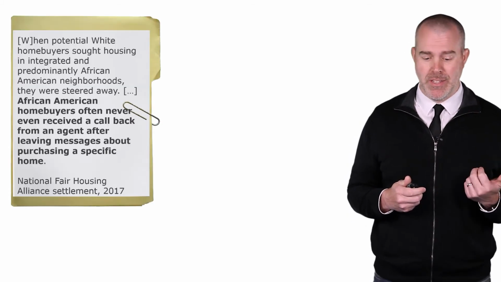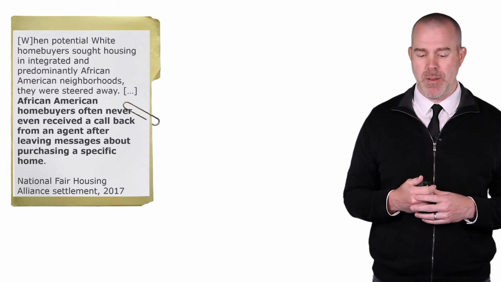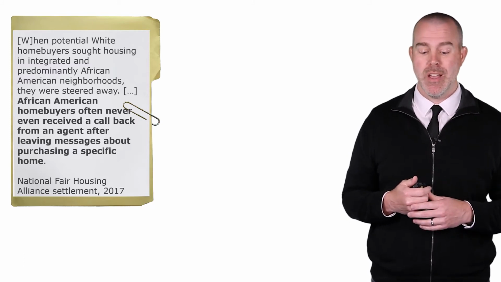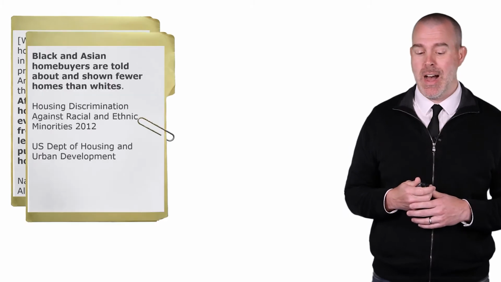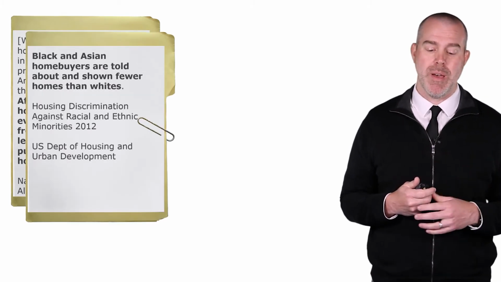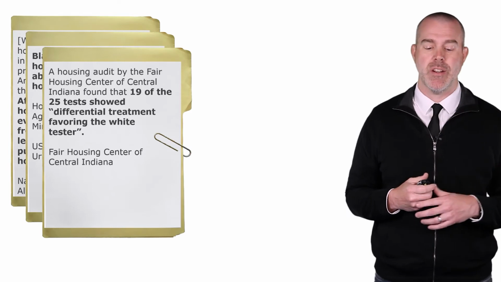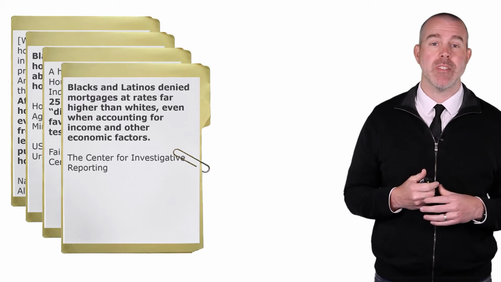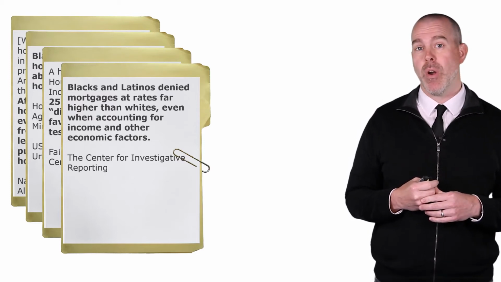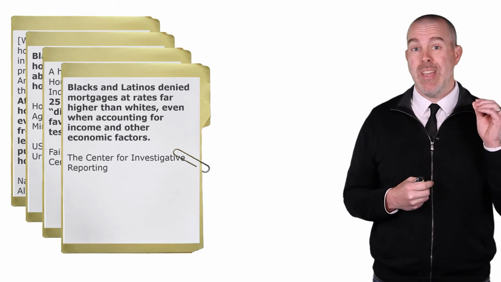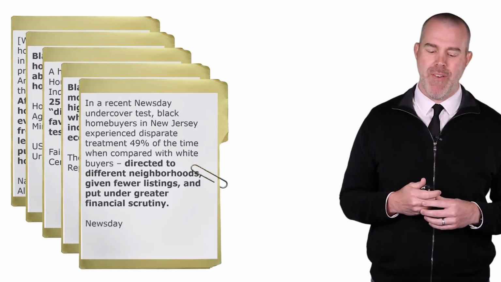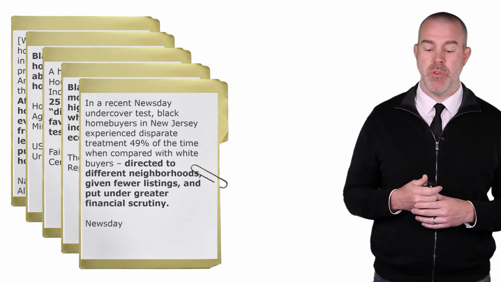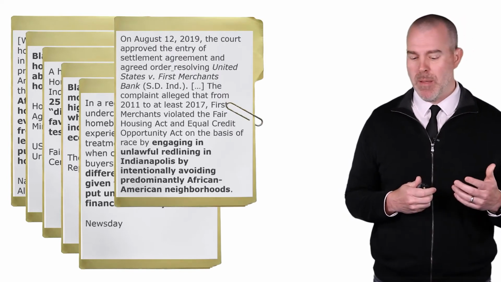Unfortunately, just because it's illegal doesn't mean that it's not happening. In fact, I've got a slew of different things here. Here's a National Fair Housing Alliance settlement from 2017. African American homebuyers often didn't receive a call back. Black and Asian homebuyers are told about and shown fewer homes than whites. The Fair Housing Center of Central Indiana, this is one of those matched pairs experiments we've talked about. The Center for Investigative Reporting found that blacks and Latinos were denied mortgage at rates far higher than whites, even when you account for income and other economic factors. Here's one from Newsday, that people were directed to different neighborhoods.